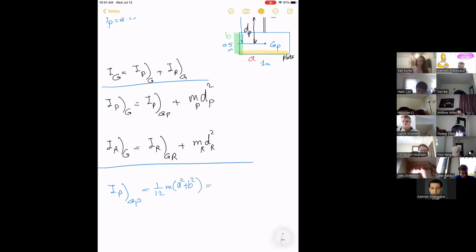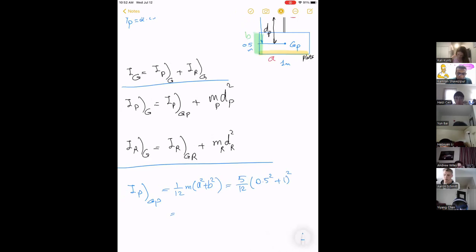So you're going to get the mass, which was 12.5, times a squared plus 1 squared. So this is going to be I about center of mass. And someone give me this number. How much did you guys get? 0.52. The unit? I think it's kilogram meter squared.